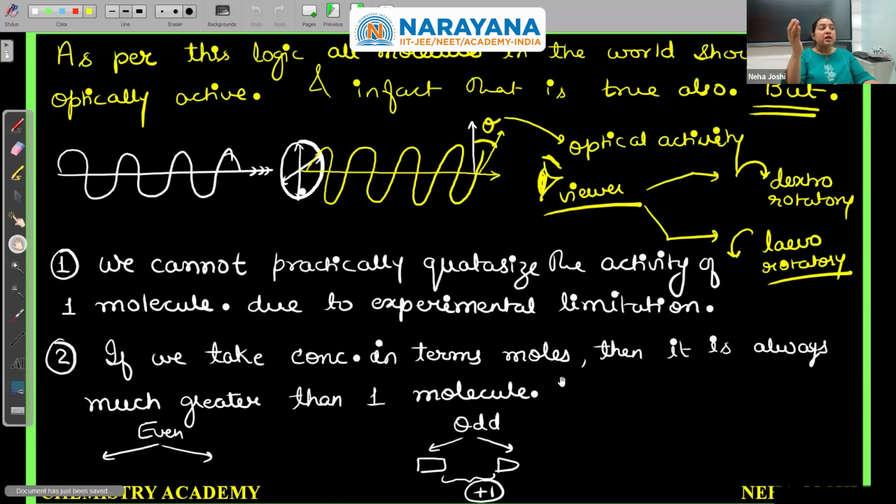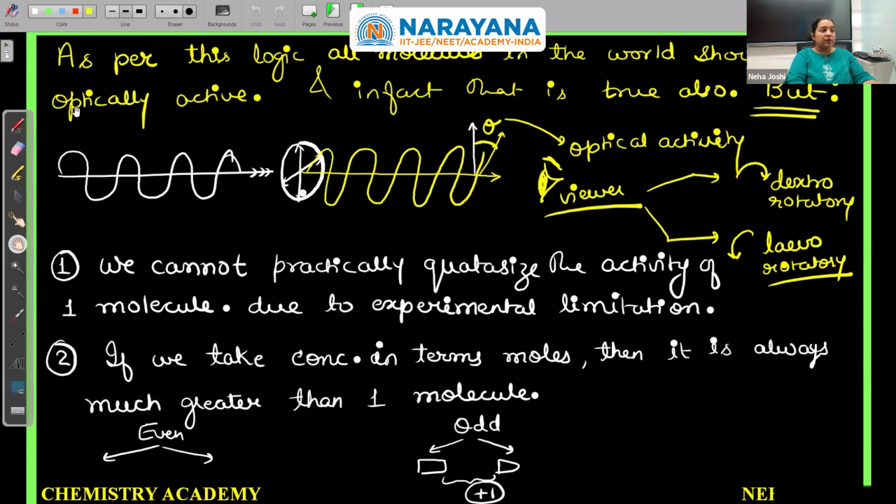Now, why do we need asymmetry? Why we need asymmetry, that we'll talk about. First, let me read what this slide says. As per this logic, all molecules in the world should be optically active. And in fact, that is true also.